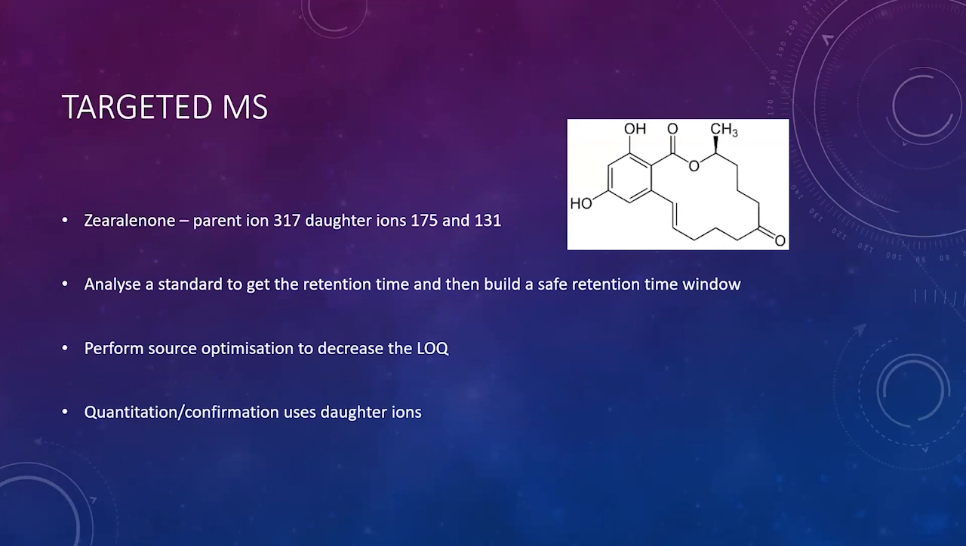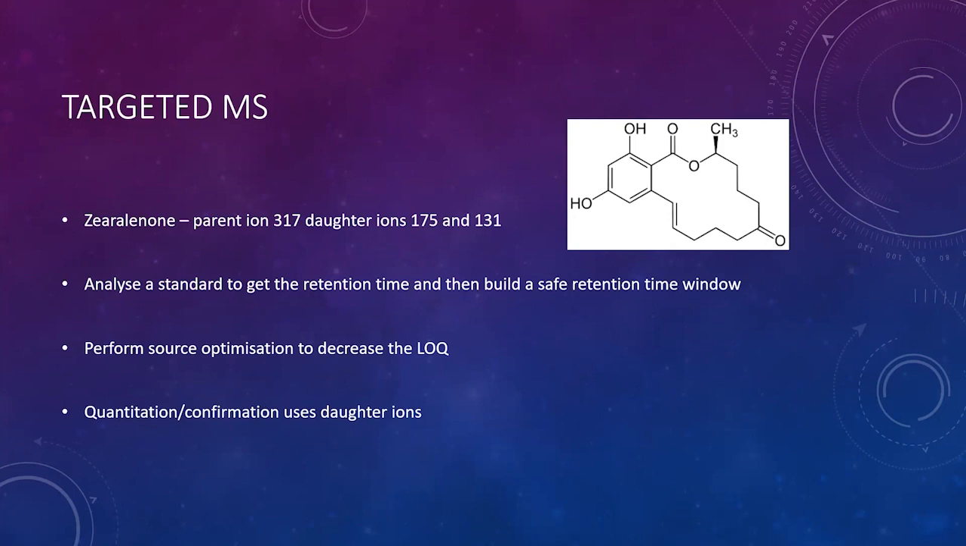Here's an example. Zearalenone is one of the 10 regulated mycotoxins that is found especially in corn. We find that the parent ion is 317 in negative mode, and the daughter ions are 175 and 131. We analyze the standard to get a retention time, and then build a safe retention time window, buffering it by 0.1 to 0.2 minutes on both sides to make sure that we catch the molecule as it runs through the column.